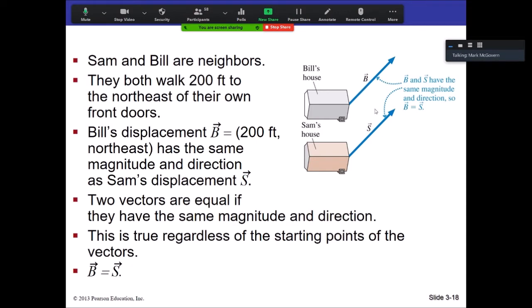And we can express Bill's displacement with a vector. Now I've labeled them S and B. And these two vectors are identical, okay? Because Bill is just a big fan of Sam here. So we have the same vectors.